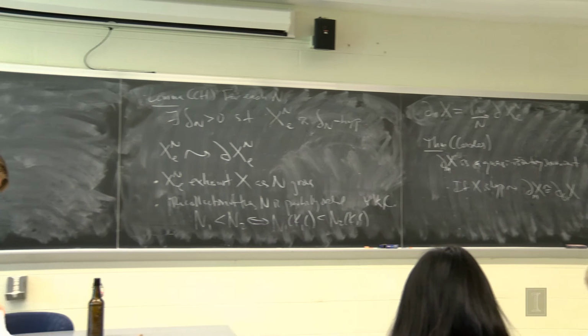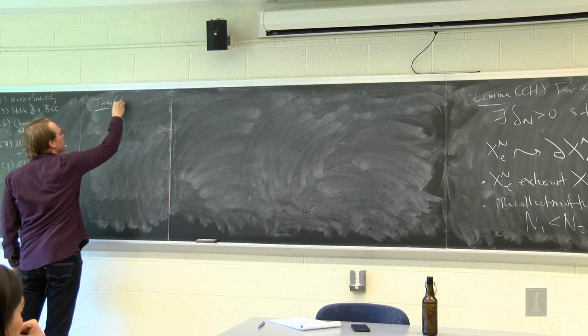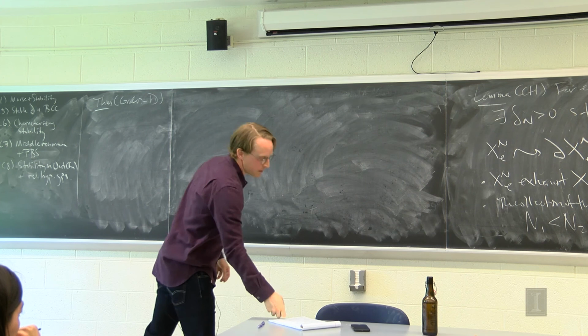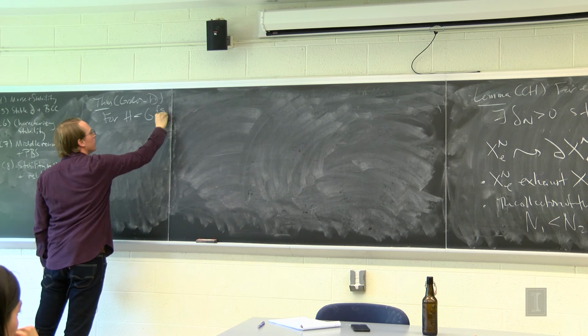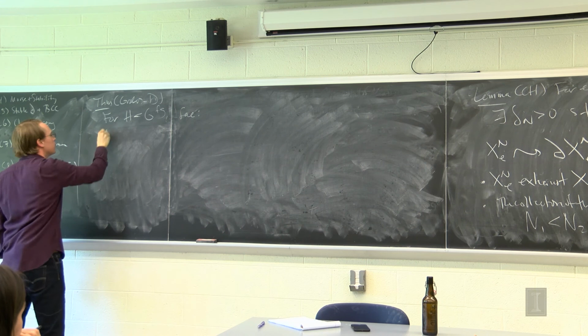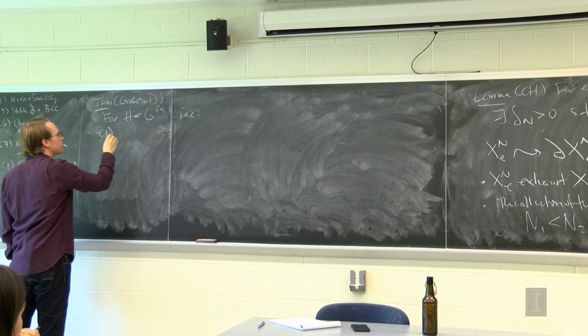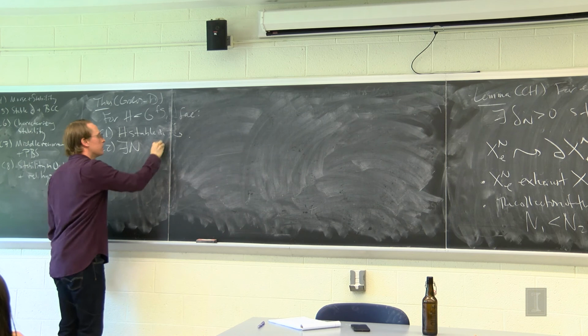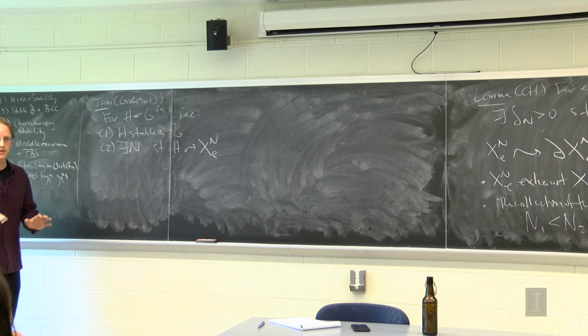So we're in a place to state this theorem. If I have a subgroup H of a finitely generated group G, the following are equivalent. One, H is a stable subgroup. Two, there exists some stability function N such that if I look at the action on one of these strata, these X_N,e, this hyperbolic space, then this is a quasi-isometric embedding.